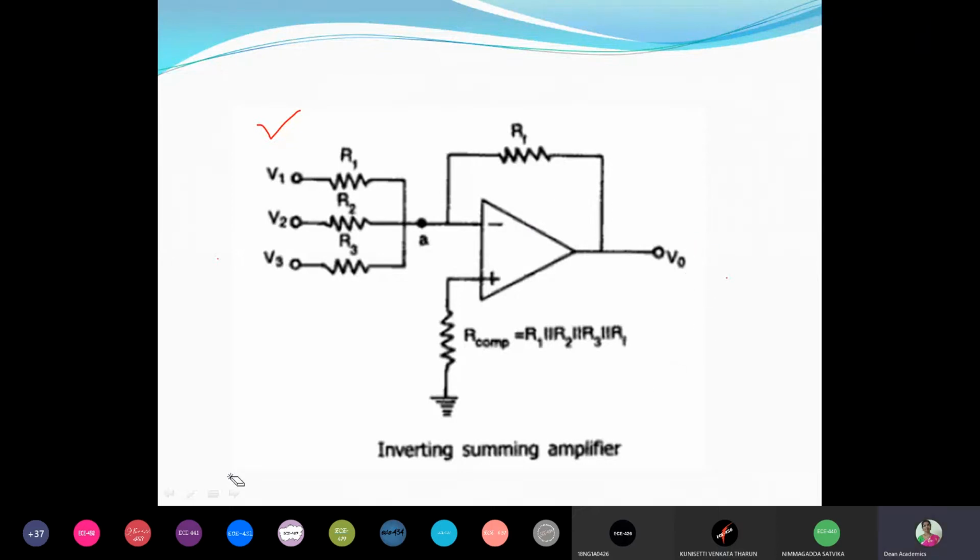Right. Now let us see how we can express V naught. For that, let us consider this node A. At this node, let us write KCL. We know the algebraic sum of currents meeting at a junction is equal to 0. Otherwise, currents entering a node is equal to the sum of currents leaving. Now let us take node A and write KCL, right?